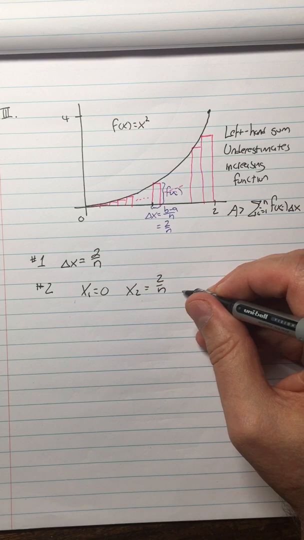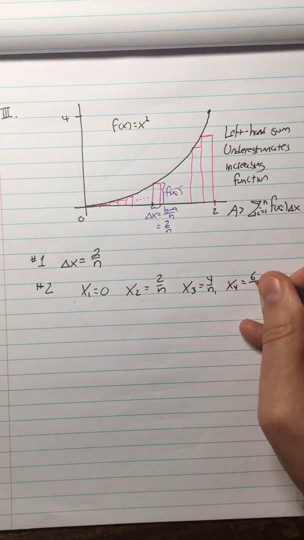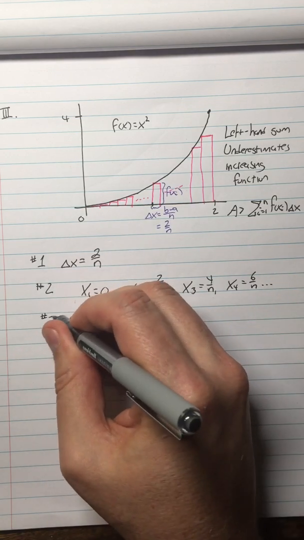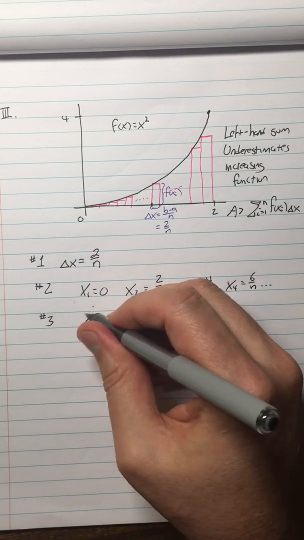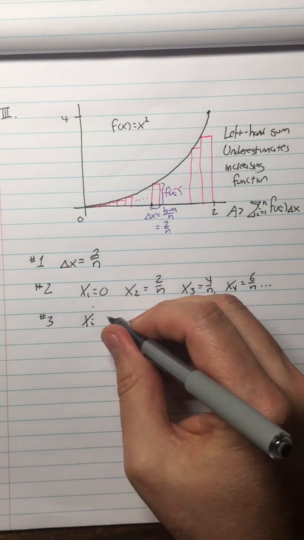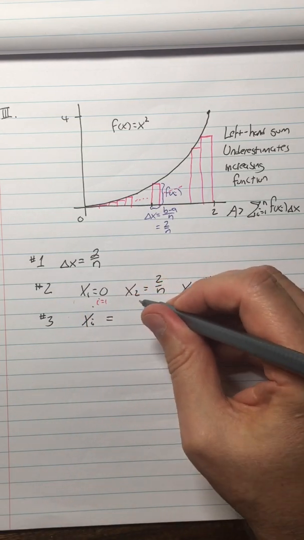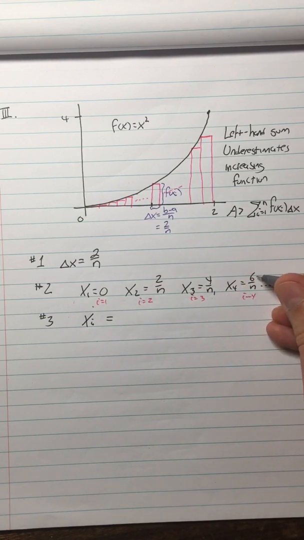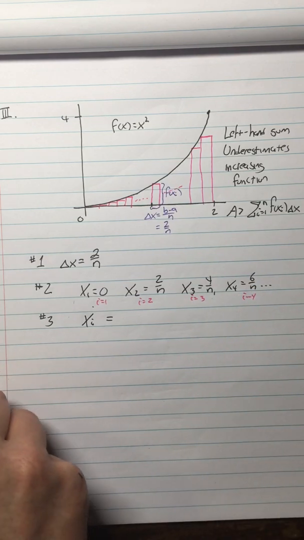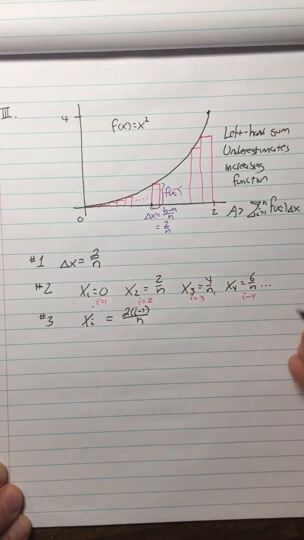x sub 2 equals 2 over n, x sub 3 equals 4 over n, x sub 4 equals 6 over n, and so on. If that's not what you put for this, think about how you really want to do the x sub i formula. For the x sub i formula written this way, this is i equals 1, i equals 2, i equals 3, i equals 4. How am I going to generate this expression from these i's? Well, if you figured that out, you figured out that it's 2 times i minus 1, over n. You can check that, it'll give you that.